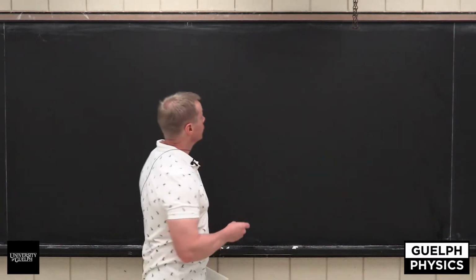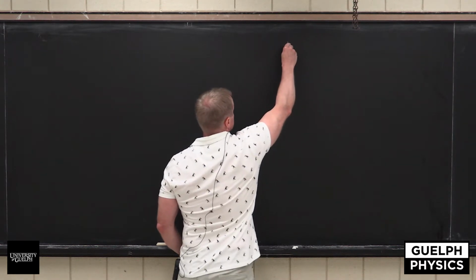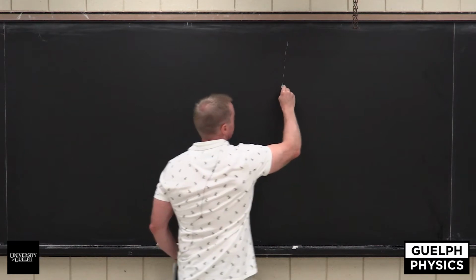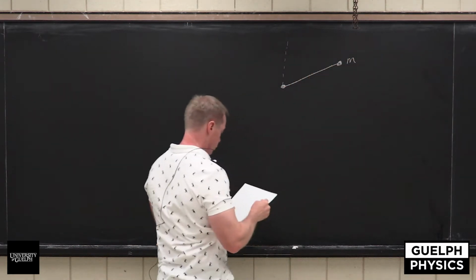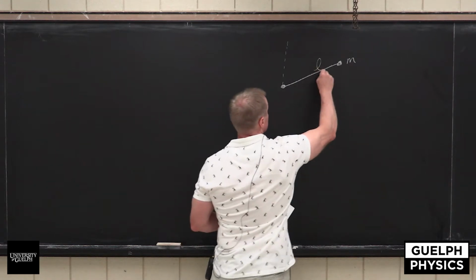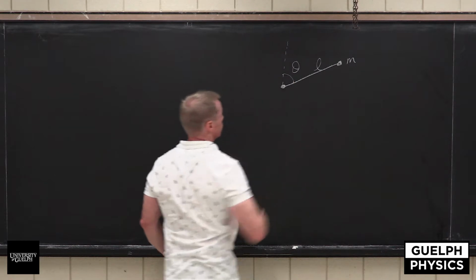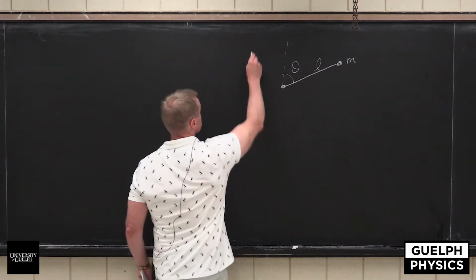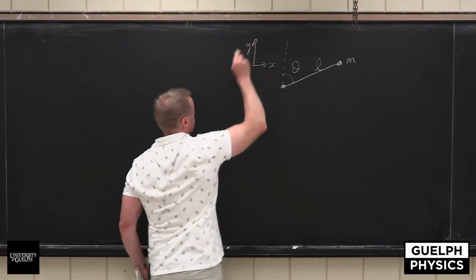So now we're going to do another example, and we're going to consider a mass m, which is on a bar of length L, which makes an angle theta with respect to the y-axis. So I'm going to define my axes, x and y.